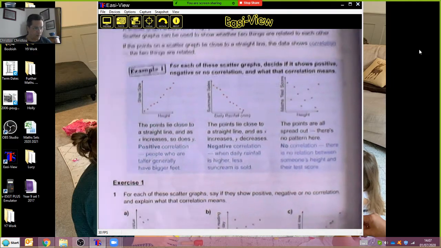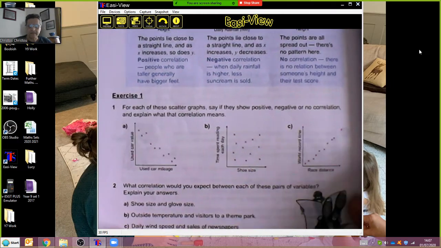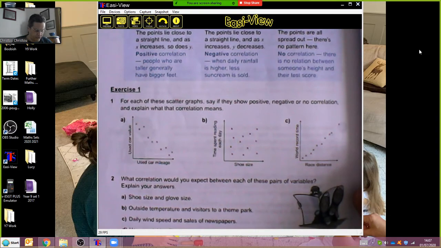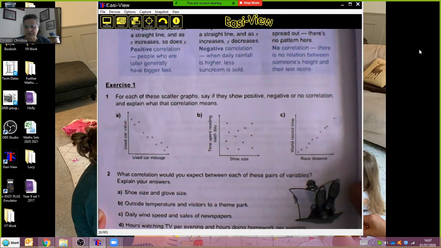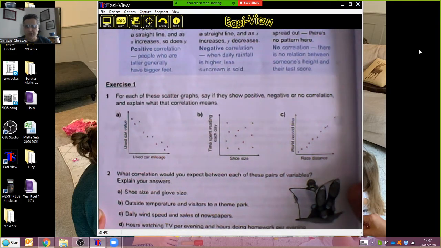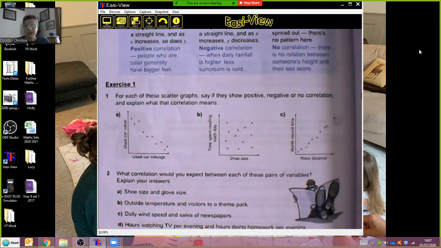So let me start with question 1, exercise 1, page 236. These are the instructions and these are the questions you need to do. You need to do exercise 1, question 1 on page 236. You're supposed to look on Show My Homework to find that.